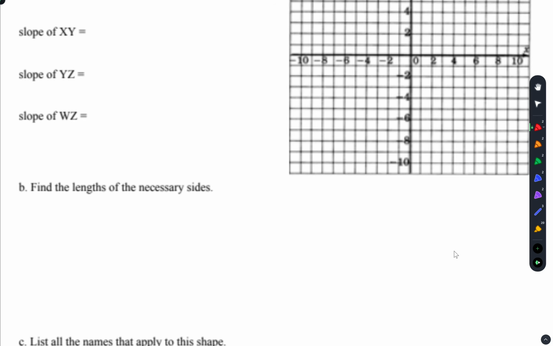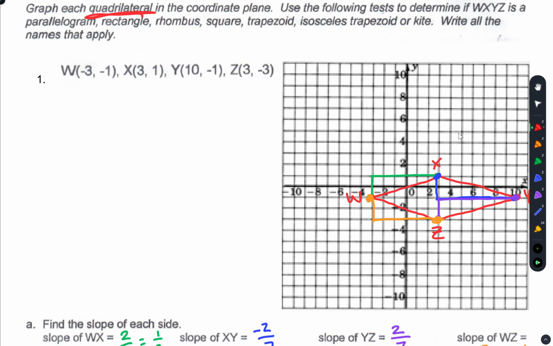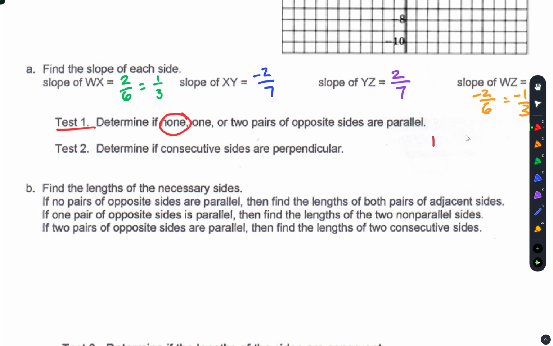Ooh. Because kites are the only shape that have no pairs of opposite sides parallel. We don't even really have to say if anything is perpendicular because there's nothing after a kite. Kite is the only thing in that category. But if you want to just double check for me really quickly, are any of those opposite reciprocals? We have opposites, but not reciprocals. So we can also say none perpendicular.